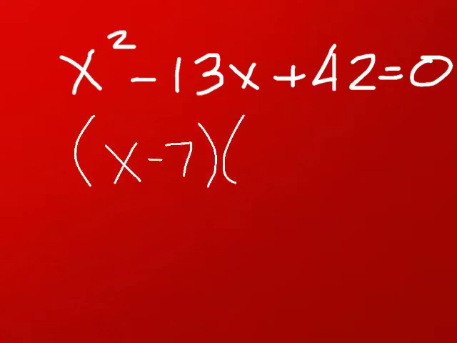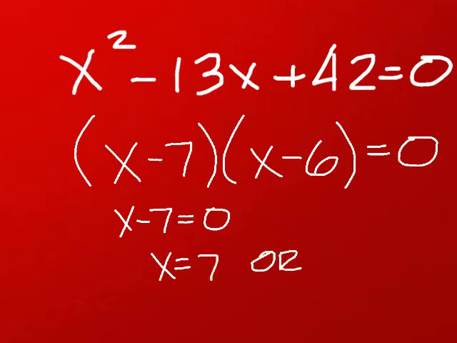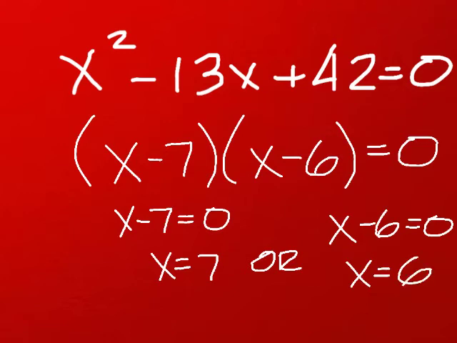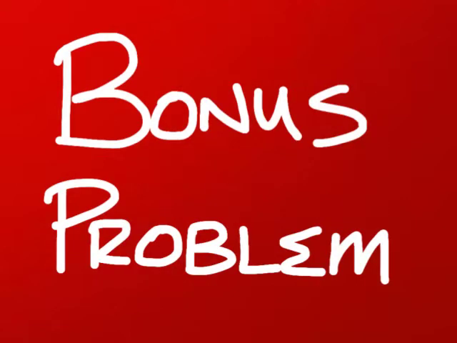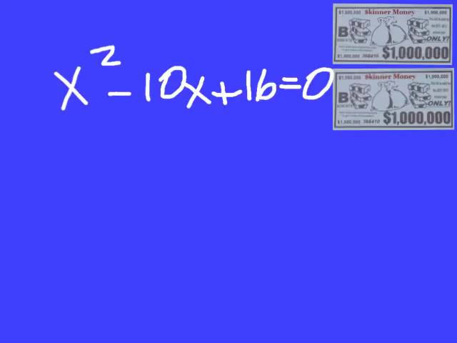That should be x minus 7, x minus 6 for your factorization. Of course, if you set this one equal to 0, you get a 7, or this one equal to 0, you end up with a 6. Another bonus. Answer for this one should be negative 3 or negative 8.